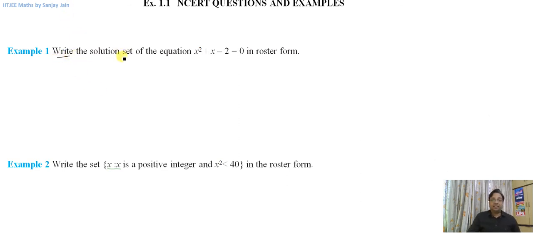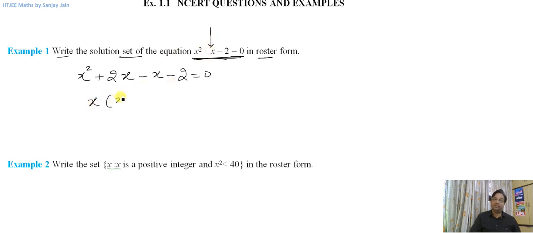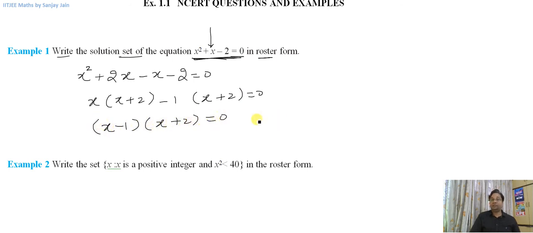The first example says write the solution set of this equation in roster form. So first of all, you should know how to solve a quadratic equation. This particular quadratic can be solved very easily by factorizing the middle term. So I factorize this middle term as 2x minus x. If you take x common, you'll have x plus 2, then minus 1, x plus 2 equals 0. So the factorization that I get is x minus 1 into x plus 2 equals 0, and the solutions I get are 1, or minus 2.